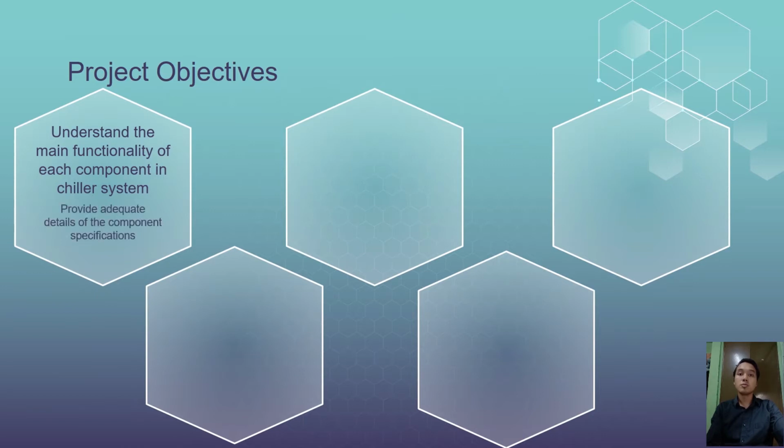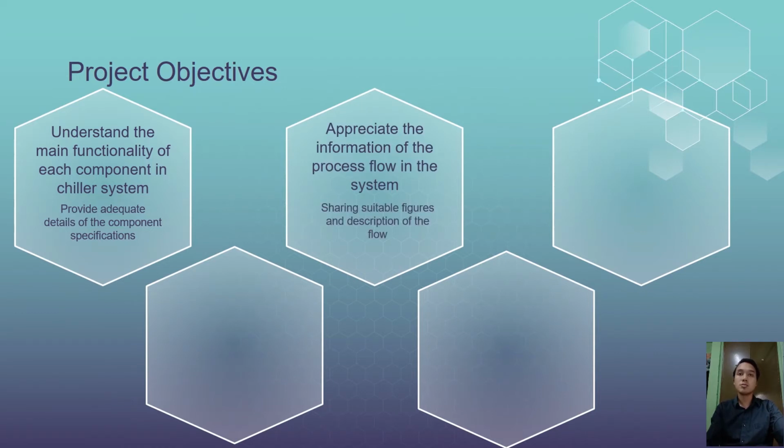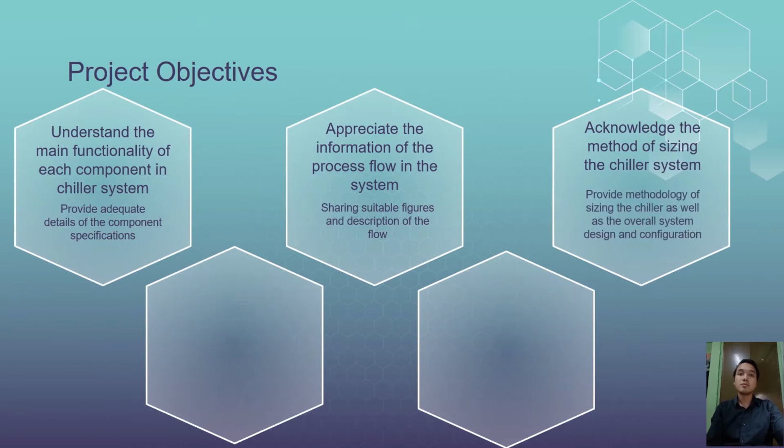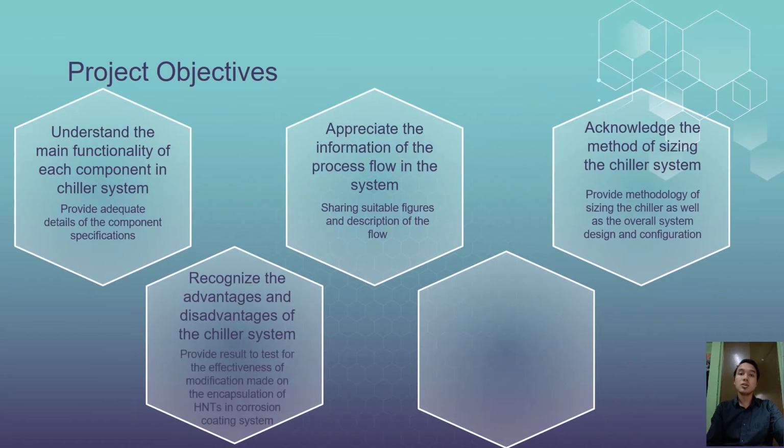So that goes for the objective of the project, which is to understand the functionality of equipment by giving adequate details of the equipment specification, appreciate the information of process flow by sharing suitable figures and descriptions of the flow, acknowledge the method of sizing the chiller, recognize the advantages and disadvantages, and research the application of chillers and ways to provide reliability and maintenance to the system.